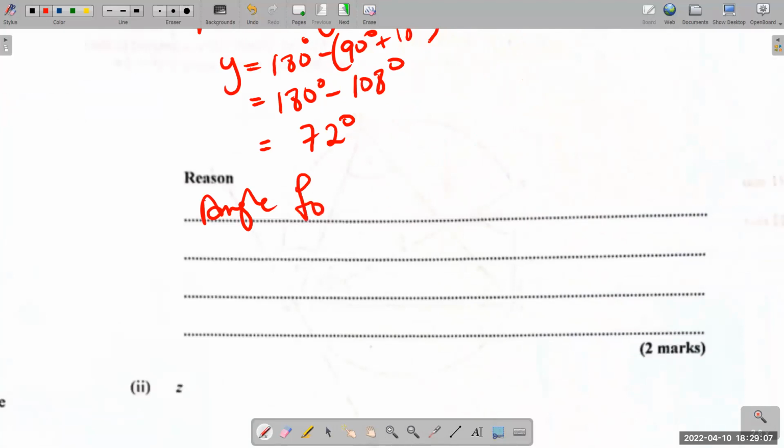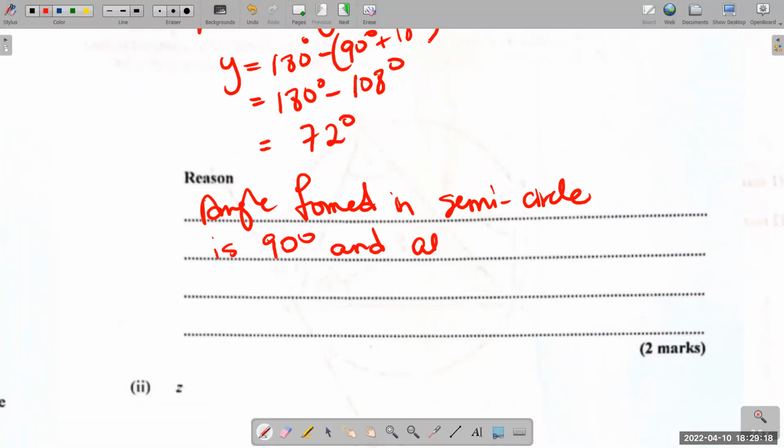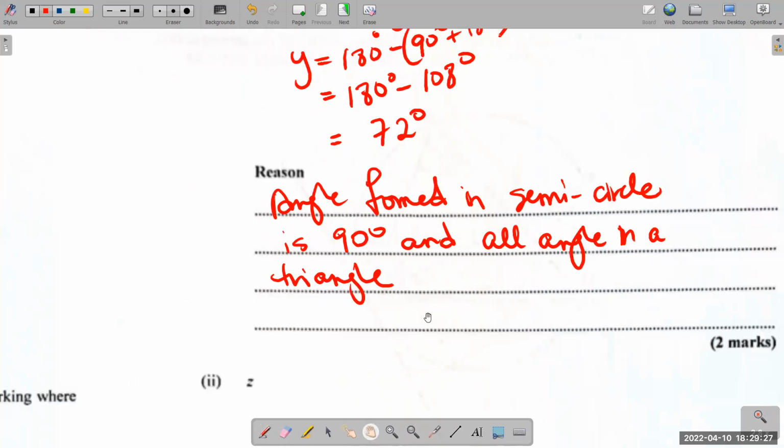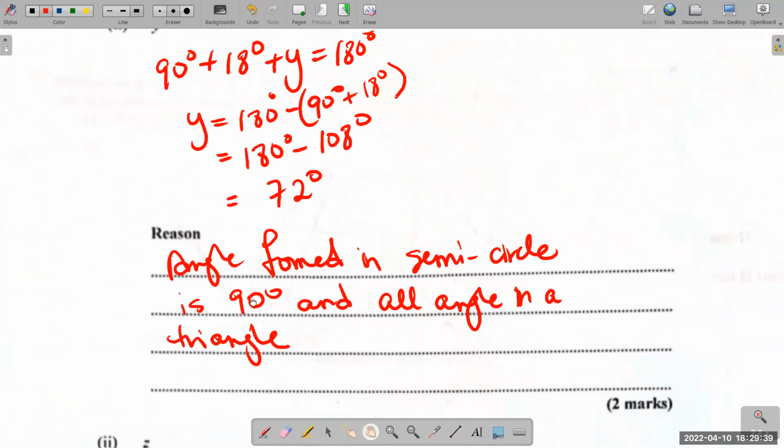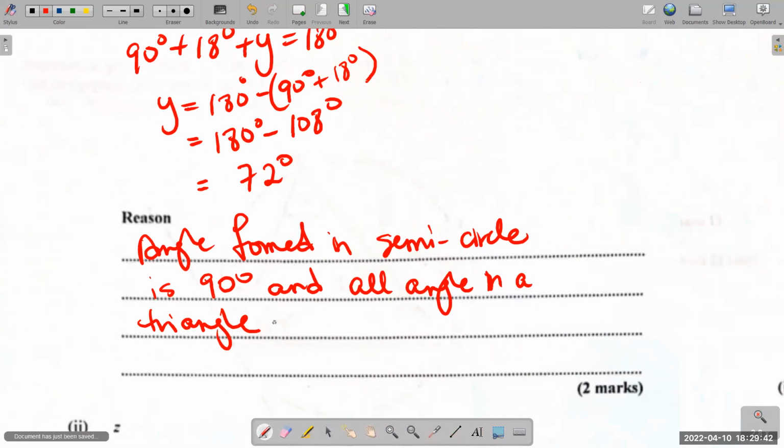Angle formed in a semicircle is 90 degrees. And all angles in a triangle, because remember, it's those 2 rules we use there. We use the rule, let me go back. We use the rule that this angle is 90, which is the angle in the semicircle. Then we use the rule that all 3 of them must add up to 180. That's why we subtract from 180, okay? So all angles in a triangle add up to 180 degrees. So that's our next 2 marks there.